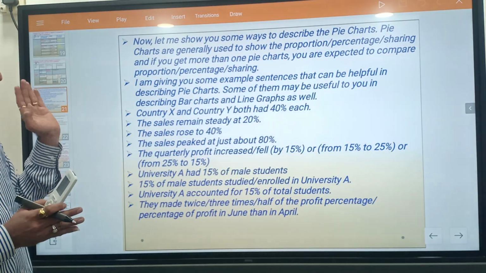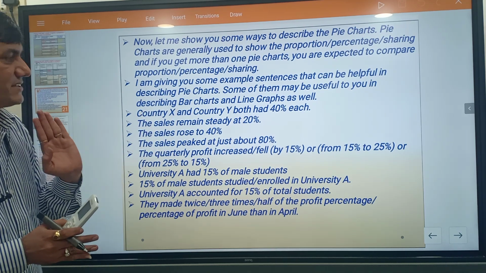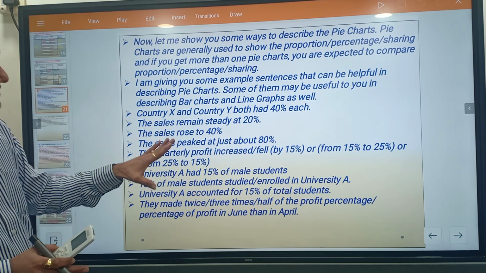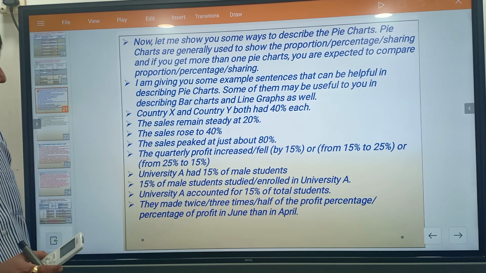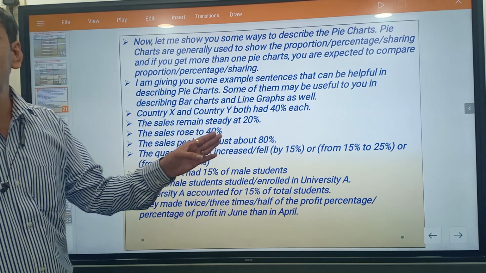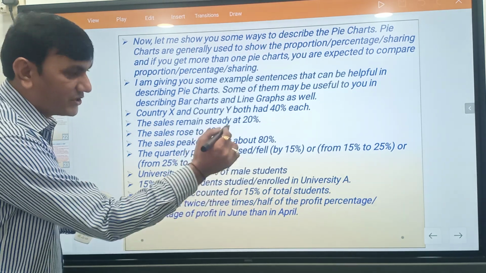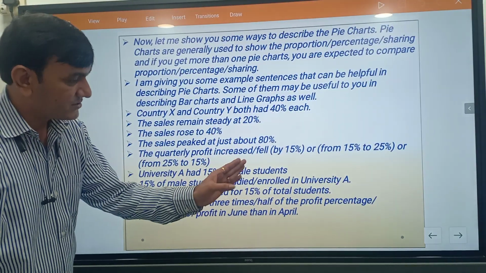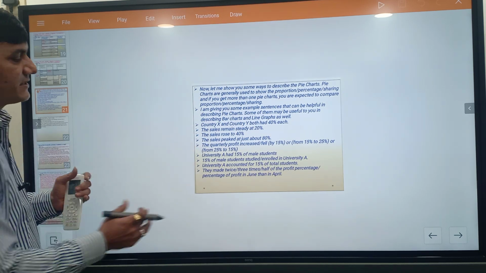Okay. Second, the sales remained steady at 20%. The sales rose to 40%. The sales peaked at just about 80%. The quarterly profit increased or fell by 15%, or from 15% to 25% or from 25% to 15%. University A had 15% of male students. Now 15% of male students studied or enrolled in University A. University A accounted for 15% of total students. Now see, the three sentences are the same, but they are written in a different way.